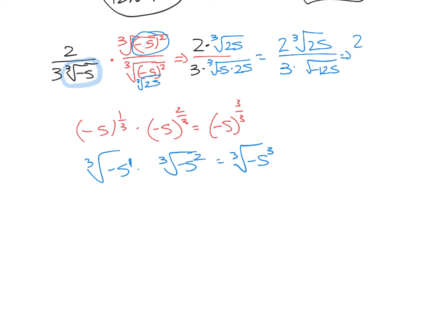Which is my perfect cube. So we have our cube root of 25. The 3 times, this becomes negative 5. The cube root of negative 125 is negative 5. And so my answer becomes 2 cube root of 25 over negative 15.